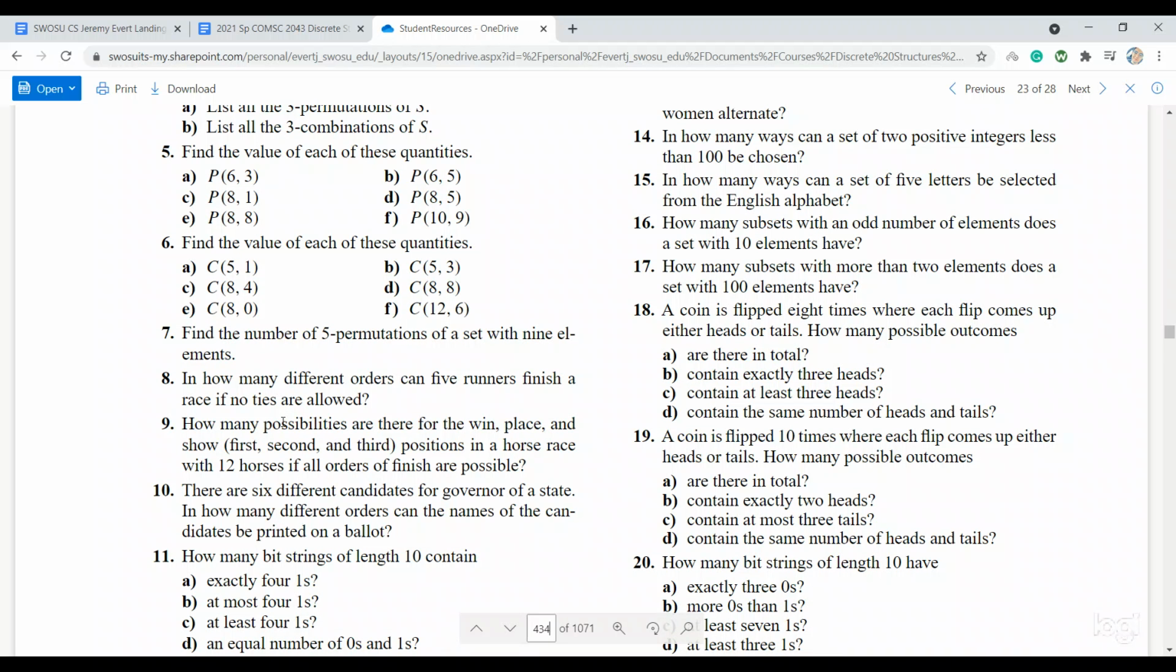How many different orders can 5 runners finish a race if no ties are allowed? Awesome. Next question. How many possibilities are there for the win, place, and show, first, second, and third positions, in a horse race with 12 horses and all orders of finish are possible? Awesome. So, we'll jump over to our journal.